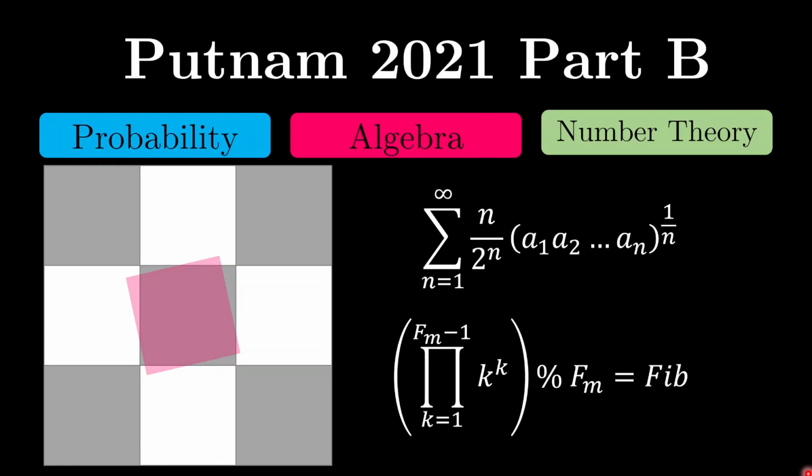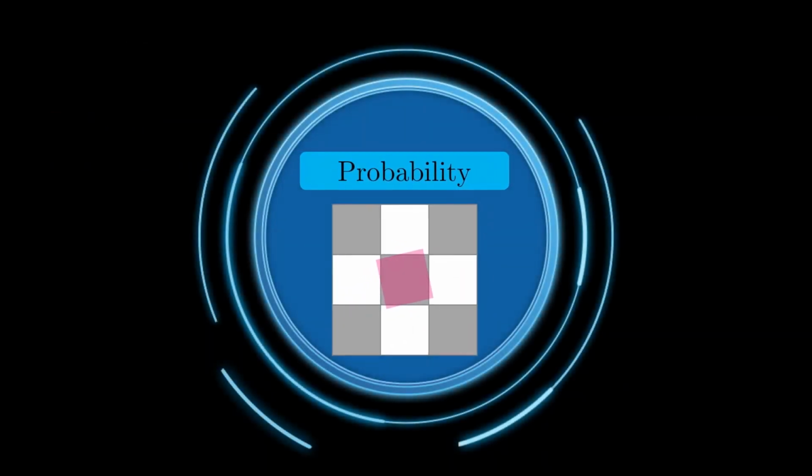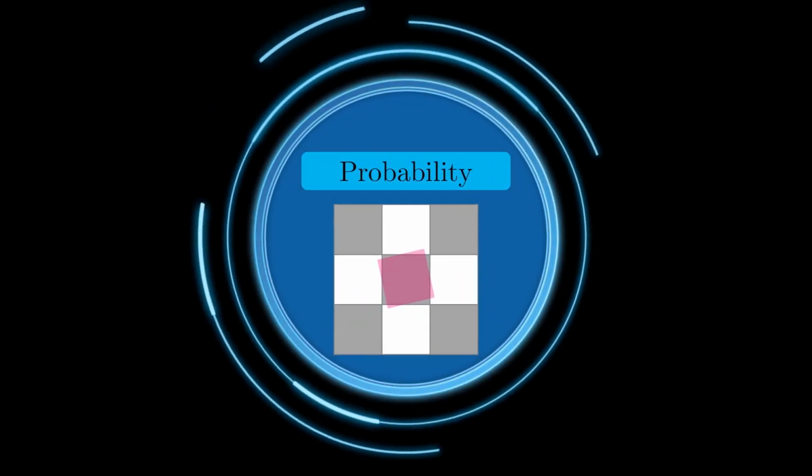Welcome back to part B of the Putnam 2021. We got 3 really interesting problems to cover today, and I promise you that you will absolutely love the solutions. Without further ado, let us take a look at the first problem, which is actually a probability problem.